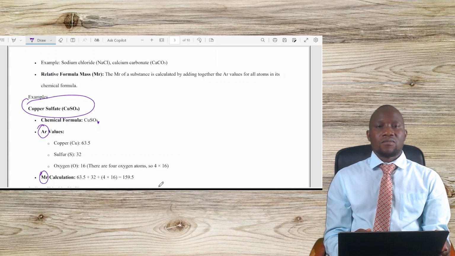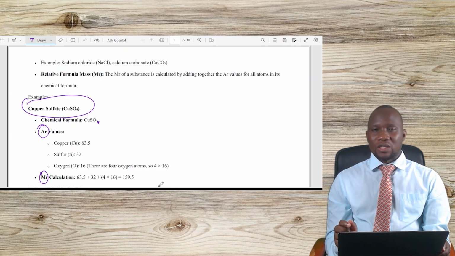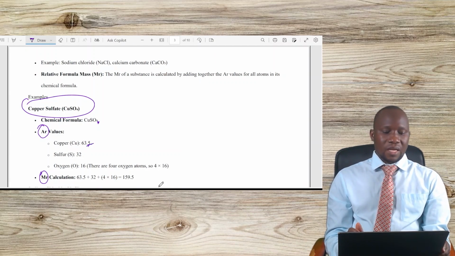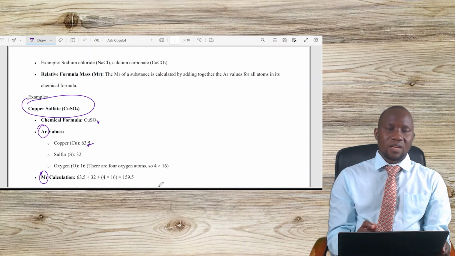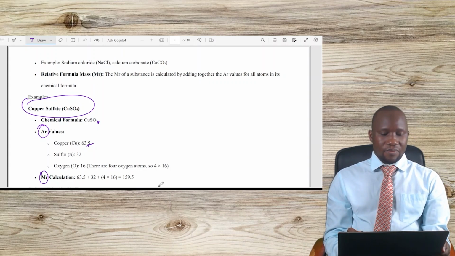So still, the trick is you use your periodic table to get the relative atomic masses, the number which is always below the symbol of the element. So copper has the relative atomic mass of 63.5, and then you have sulfur with the 32, and then oxygen with the 16.